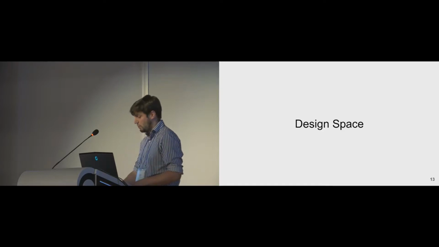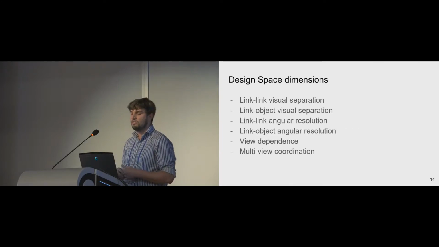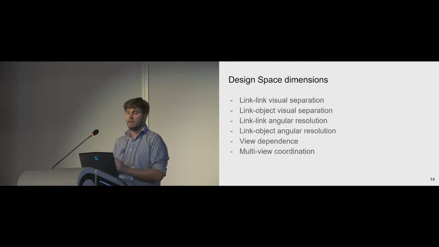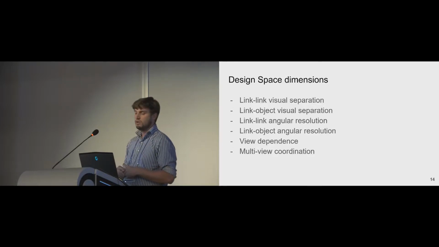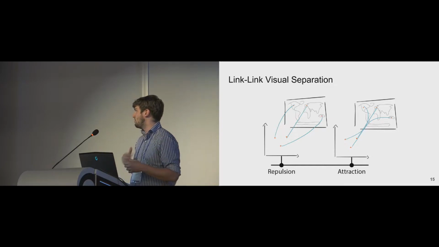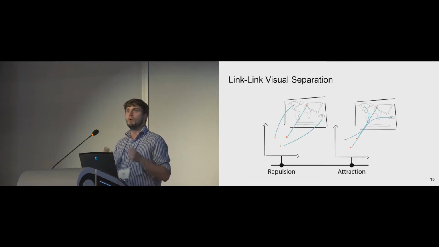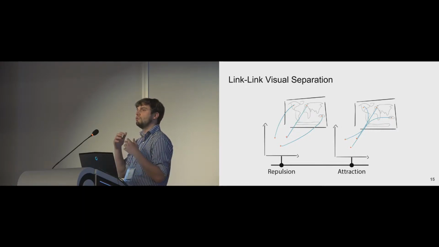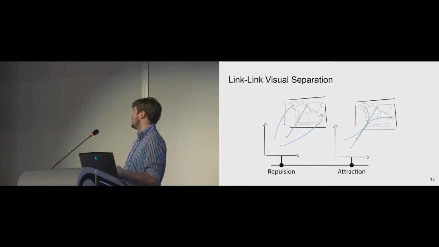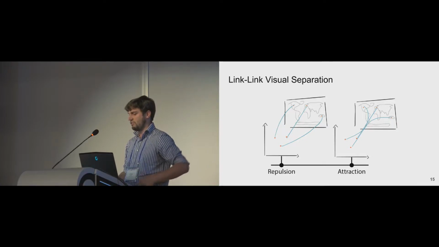So let's have a look at the design space first. We have six dimensions in our design space: link-link visual separation, link-object visual separation, link-link angular resolution, link-object angular resolution, view dependence, and multi-view coordination. The first one, link-link visual separation, is basically whether you want the links to repulse each other, meaning that it's going to be easier to follow one link. Or on the contrary, you want the links to attract each other. In that case, you're going to create bundles, and so it's going to be easier for you to see the main structure of the link visualization.